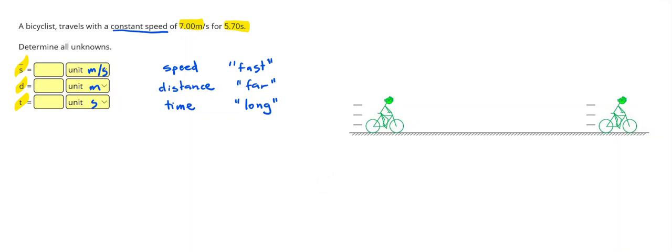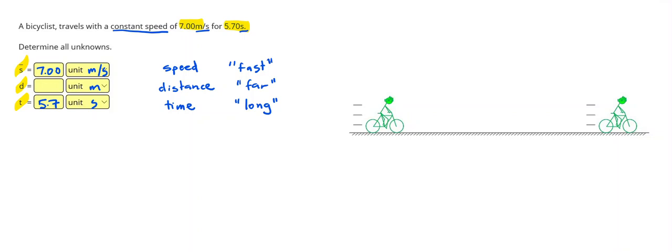So 7.00 meters per second, that is going to be my constant speed. 5.7 seconds is my time. Again, just looking at those units really tells me where these quantities go. All right, so then I need to solve for the distance.